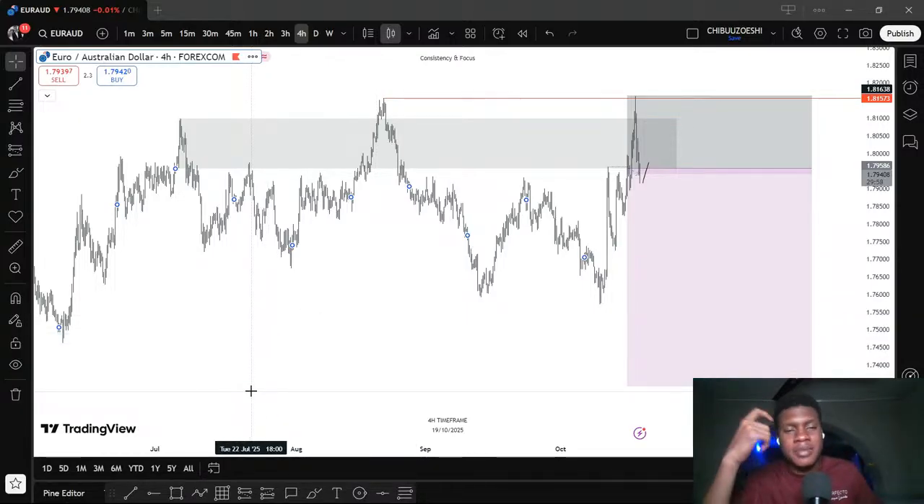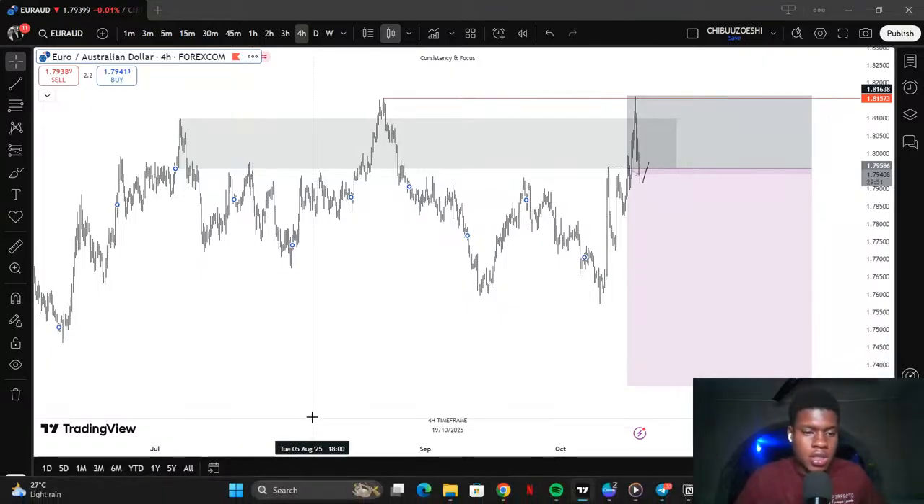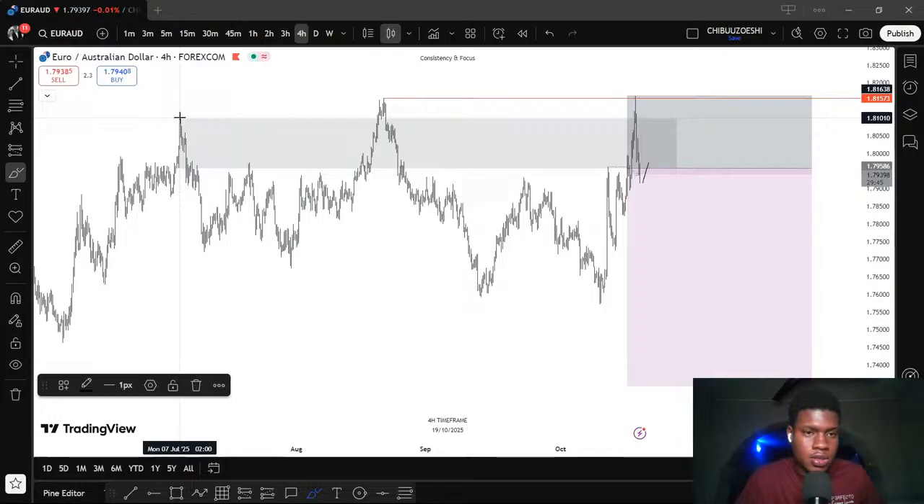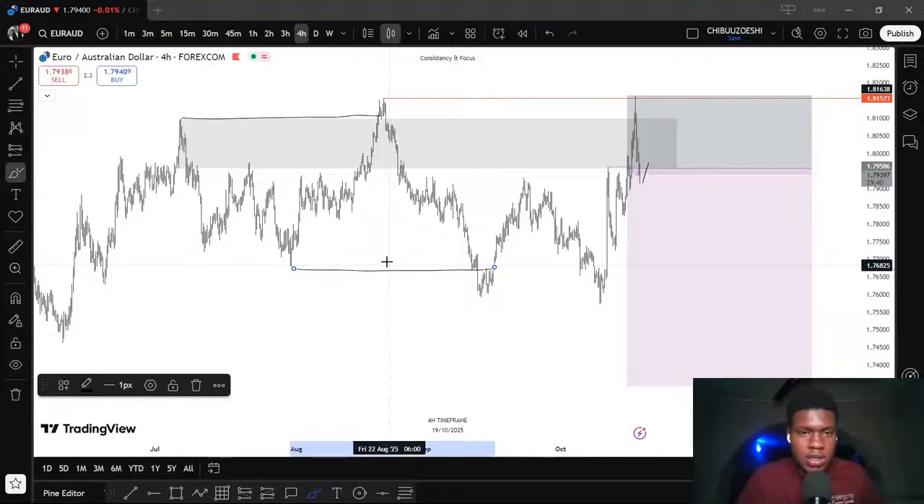And I'll explain why I executed a sell on Euro AUD, even though the market is still bullish on Euro AUD. Now, I executed a sell because, first of all, price swept liquidity. So it broke structure here, then it broke structure to the downside. Before breaking structure to the downside, we can see that price pulled up, pulled down, giving me this liquidity that I expect price to sweep.